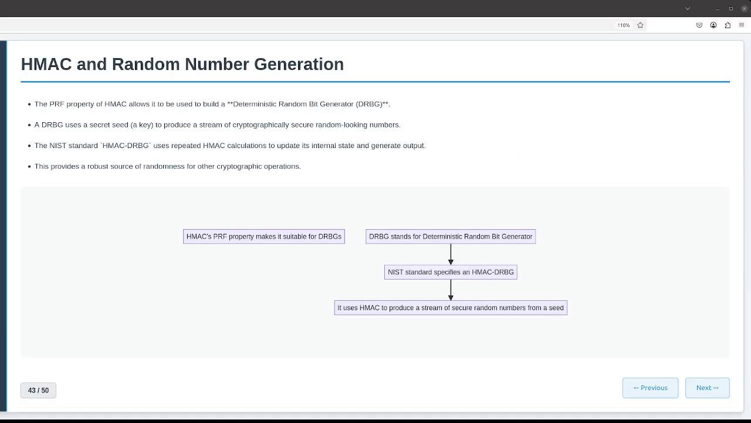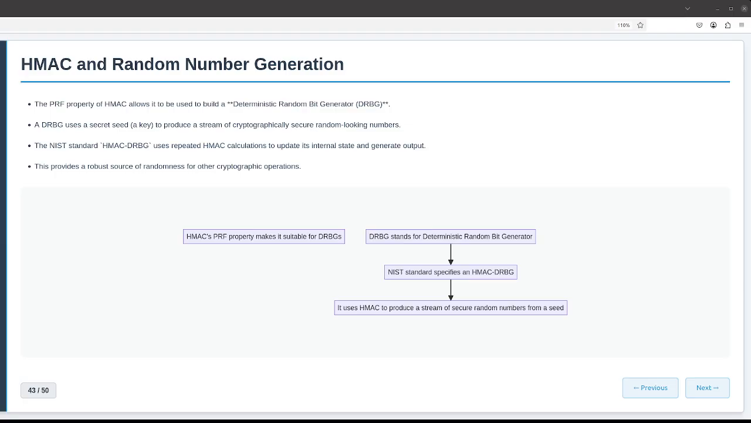HMAC and random number generation. The PRF property of HMAC makes it a suitable component for constructing a deterministic random bit generator, or DRBG. A DRBG is an algorithm that can produce a stream of cryptographically secure random-looking numbers starting from a secret seed. The NIST SP 800-90 standard specifies an HMAC DRBG.